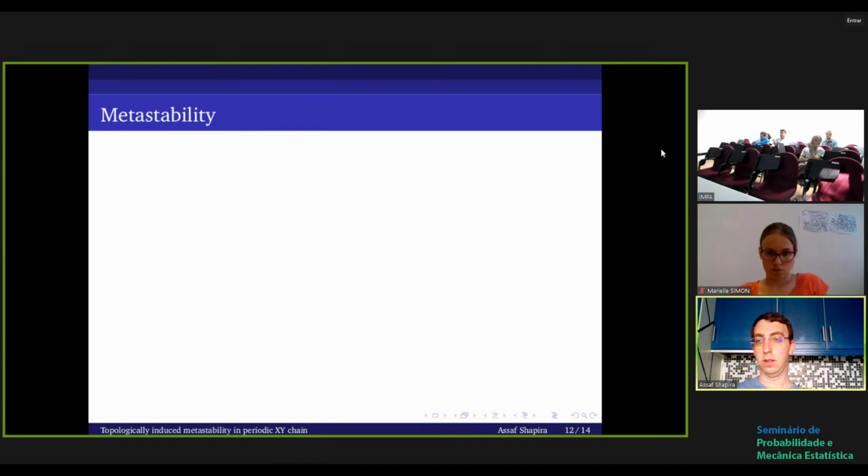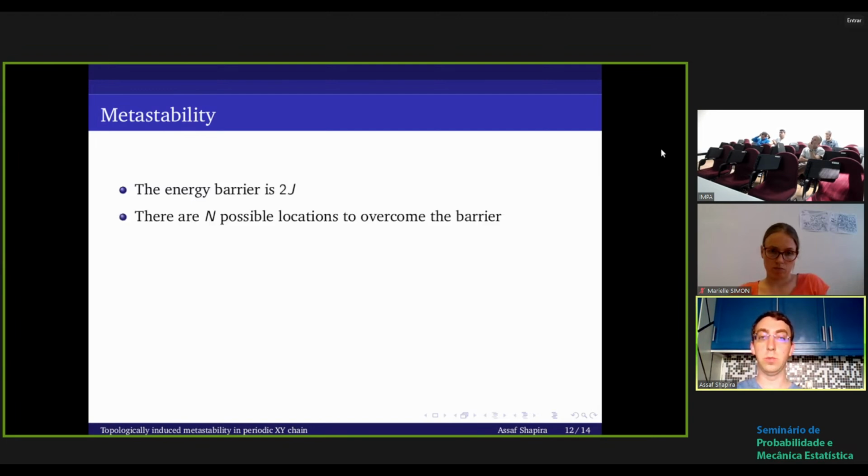So we understand what the local minima look like. We understand what the energy barrier is. So we can describe the time it takes to move from one winding number to the other. So, okay, we know the energy barrier is 2j, and we know that in order to pass this barrier, we have n possible spins, or n possible edges or neighboring spins, where we could overcome this barrier. So either the angle between 1 and 2 is pi, or 2 and 3, or 3 and 4, etc. We have n options to overcome this barrier. Which means that the entropy of this transition state is given by log n. Right? The entropy is log of the number of options that we have.